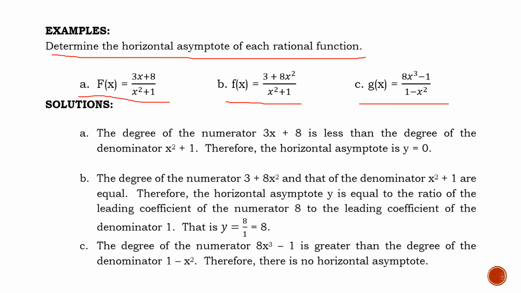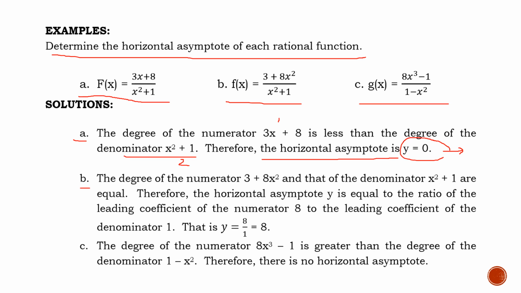For the solutions, for letter A, the degree of the numerator 3x + 8 is less than the degree of the denominator x². Yes, it is, because the degree here is 1 and the degree of your denominator is 2. So therefore, the horizontal asymptote is y = 0. Or in simple words, your x-axis will serve as the horizontal asymptote of the curve.